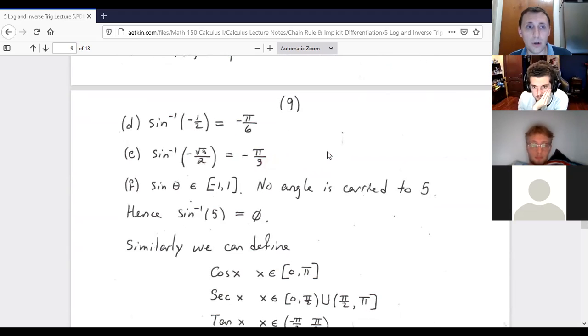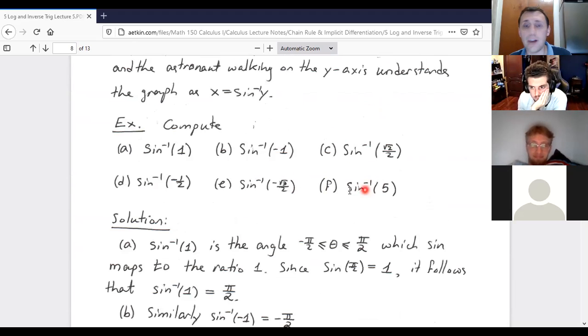Now, sine inverse of 5 is impossible. There is no angle that gives us anything bigger than 1 or smaller than -1. So that's, as Alan is saying, a domain error. It's impossible. Exactly, Alan. Beautiful.